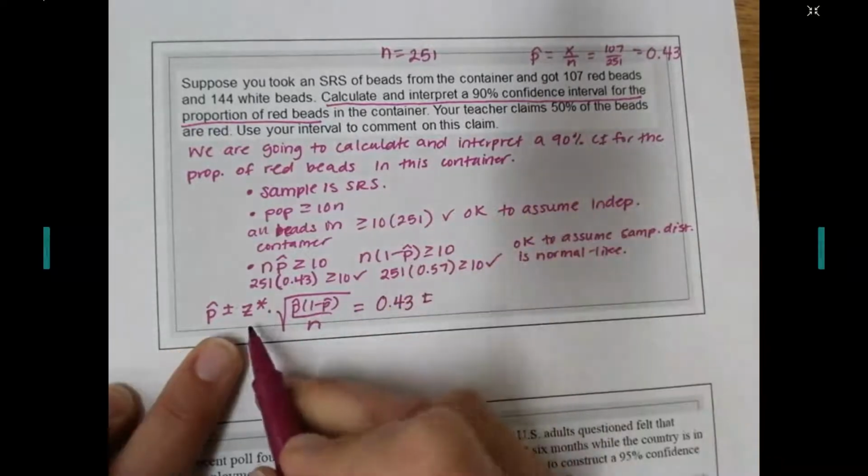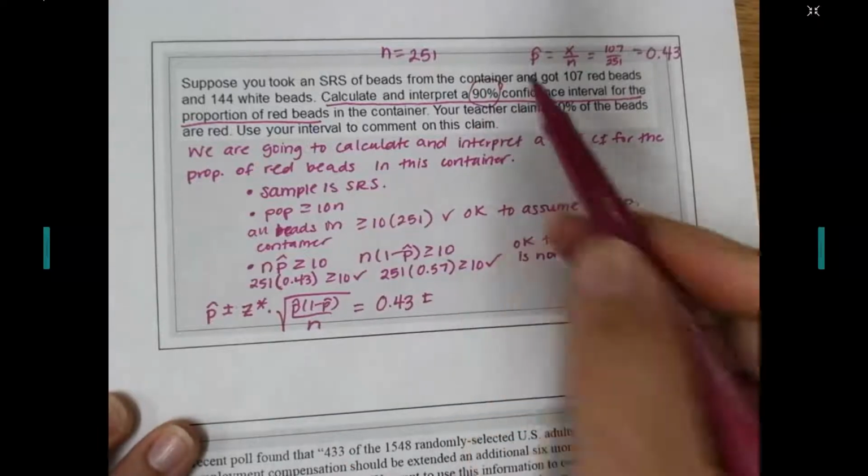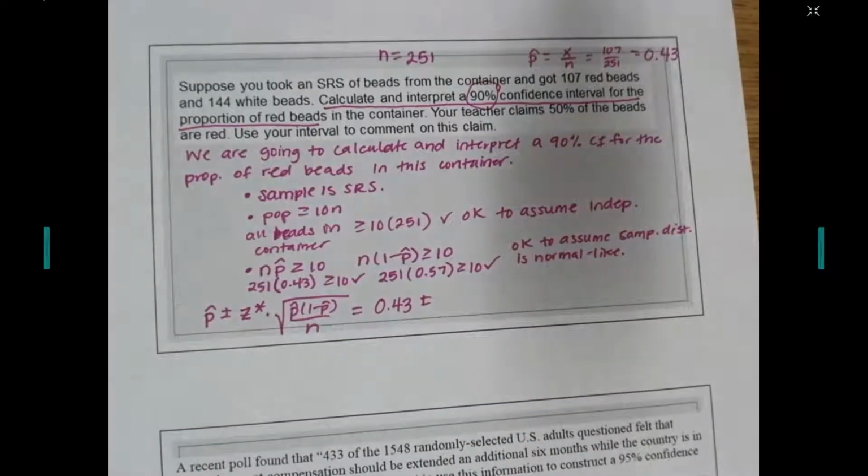Plus or minus Z star. Okay, I got to find Z star. Remember, Z star depends on the confidence level, and my confidence level is 90%. So you're going to grab your Z chart.